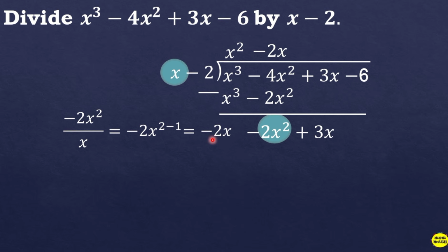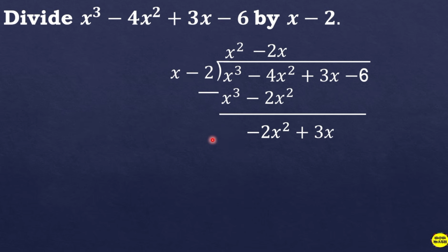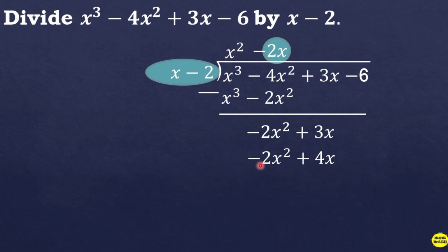So, negative 2x ang ating sagot. And then, multiply natin. Negative 2x times x, that is negative 2x squared. Negative 2x times negative 2, that is positive 4x. Okay? Pag nagdi-divide tayo, first term lang. Pero pag nagmumultiply, pabalik sa dalawa. Okay? So, ito po siya.